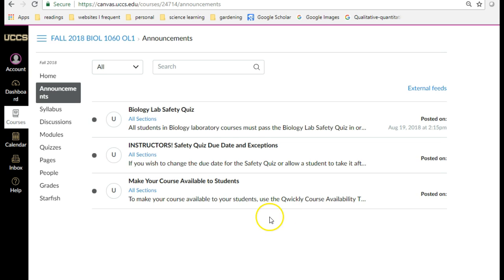You can always click on announcements here, and these are just showing ones that were posted for me or that will be posted to you starting tomorrow. Announcements are very important, therefore I have them going to your phone if you have the Canvas app on there.